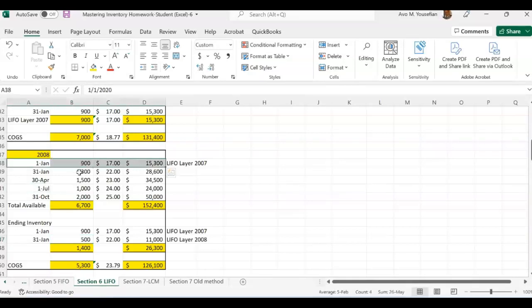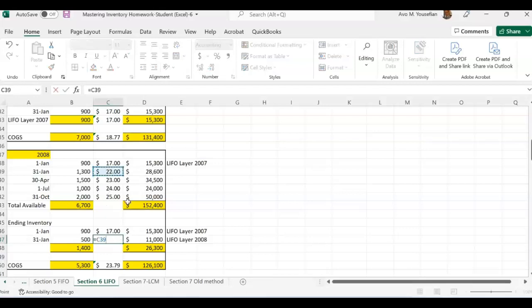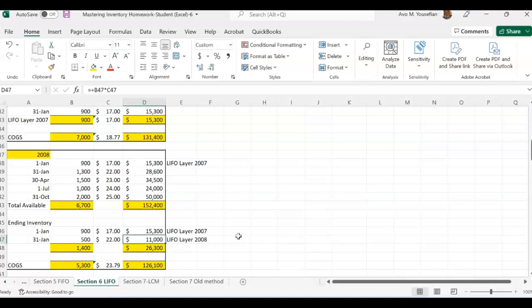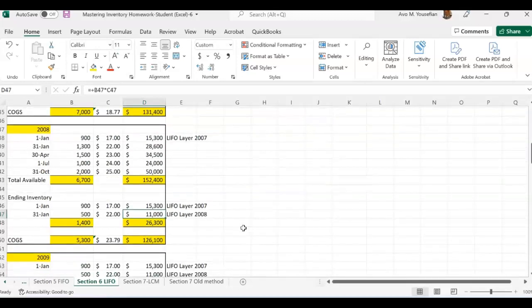So we go one step down, we go to January and we take the information from there. So that 500 is coming from here, and the cost equals that $22 right there. If you multiply 500 times 22, it is $11,000. And that will create your LIFO layer of 2018.